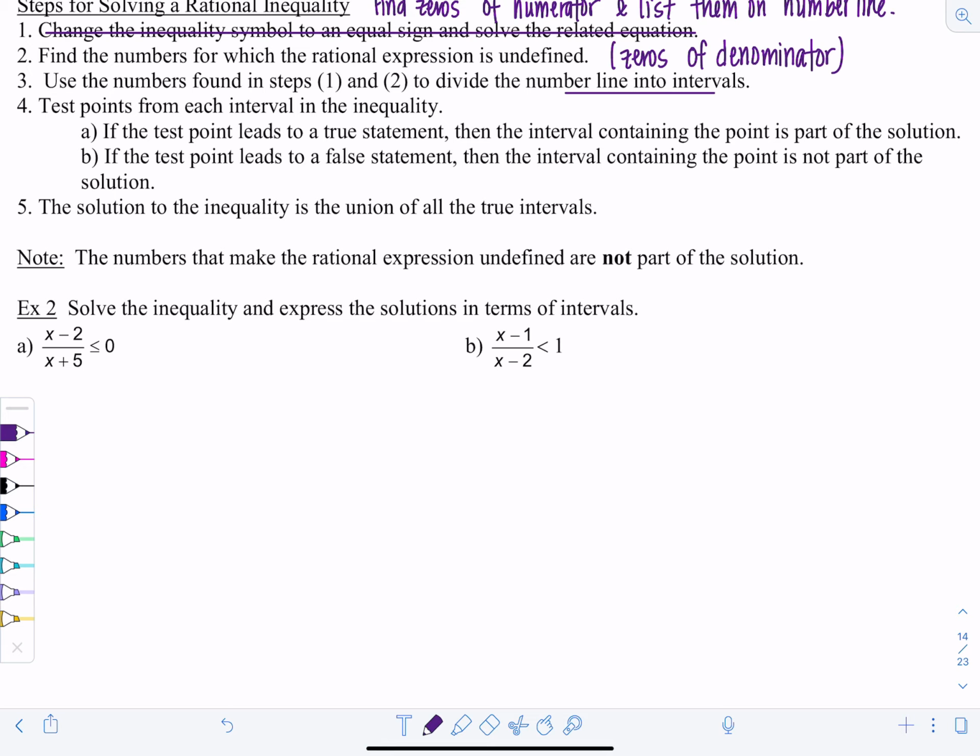Just keep in mind, if you have a zero from the denominator, that means the rational expression is not defined there. So it doesn't matter if the inequality is inclusive, you still would not include that point in your interval or in your final solution. I'll show you exactly what I mean, but that's just one slightly dangerous thing that comes up with these guys. Okay, here we go.